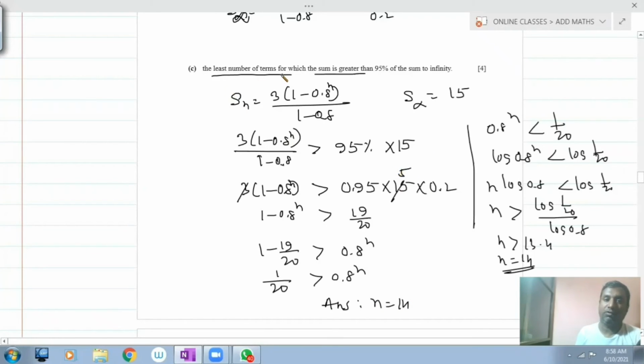So that is the least number of terms for which the sum is greater than 95% of the sum to infinity.